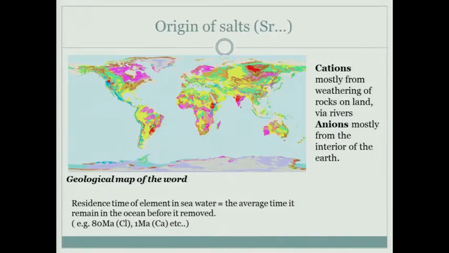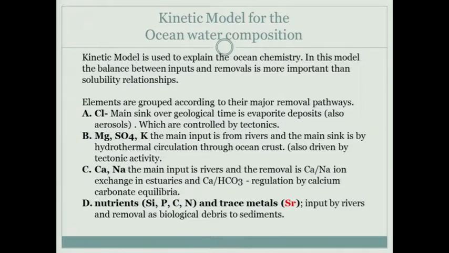So we know where the element comes from, and the latest model, which tells us how the composition of the ocean changes or doesn't change or behaves with time, is the kinetic model, which is used to explain the ocean chemistry. And in this model, the balance between the elements is much more important than the kinetics and the solubility of each of the elements in the ocean. So what they've done is they grouped the elements according to their input and removal. For example, chlorine: the main sink in geological time is evaporite deposits like salt or HCl. And this would be controlled by tectonics.